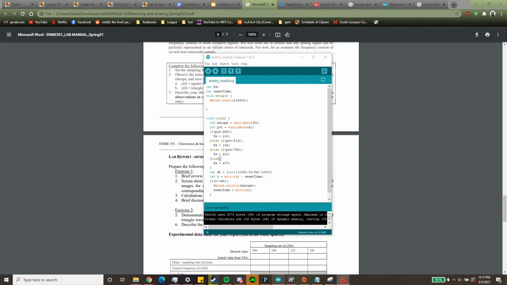And then the part of the code beneath that is basically a timer using the micros function so that we take the sample at the given frequency.